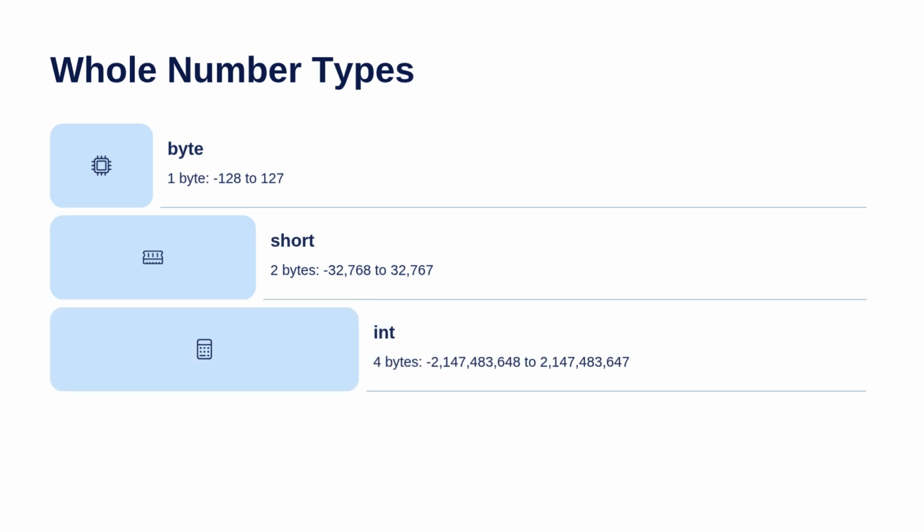Then comes int, the most commonly used. It takes 4 bytes and can store values from -2 to the power 31 to 2 to the power 31 minus 1, that's over 2 billion. And for even bigger numbers, we have long. It uses 8 bytes and holds values from -2 to the power 63 to 2 to the power 63 minus 1. That's a seriously huge range.